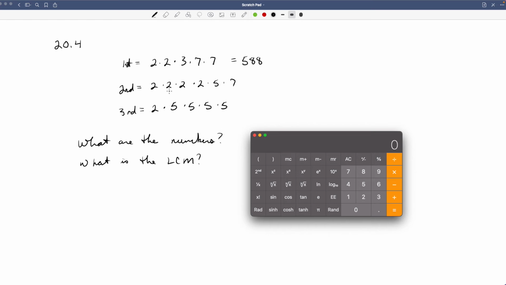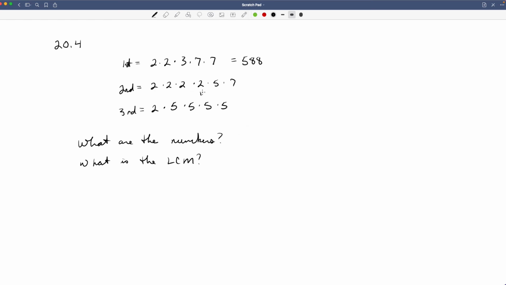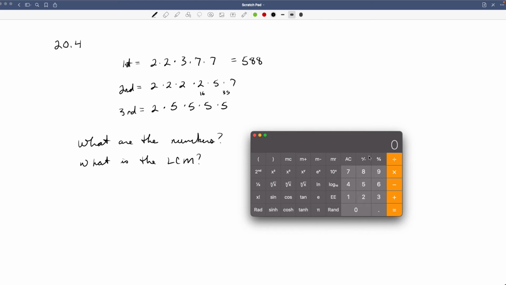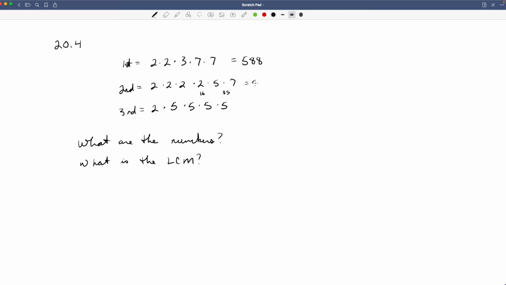So I have 2 times 2, which is 4, times 2, which is 8, times 2, which is 16. And I know that 5 times 7 is 35. So I'm just going to multiply 16 times 35. It's 560. So 560 is the second number. And the third number, let's see.